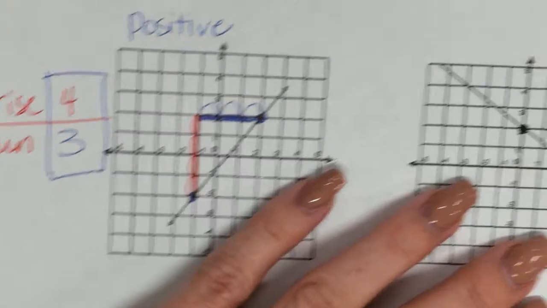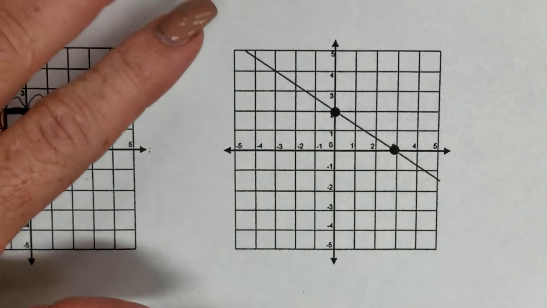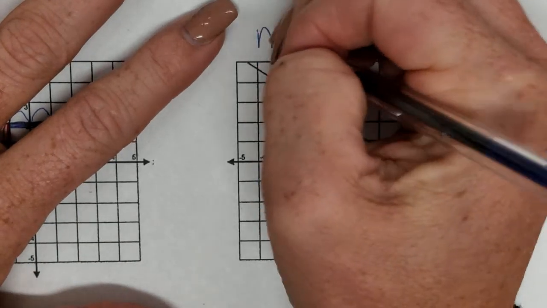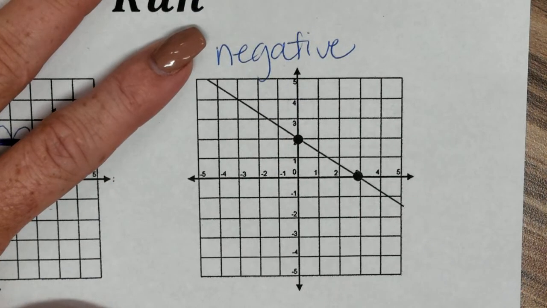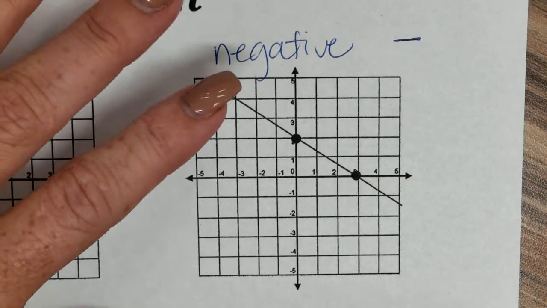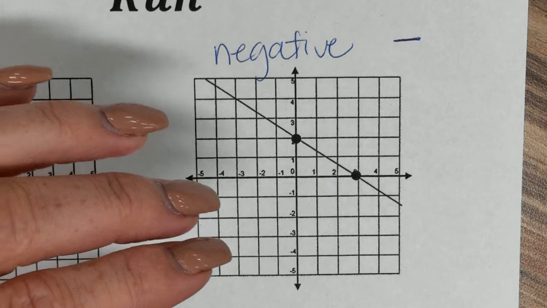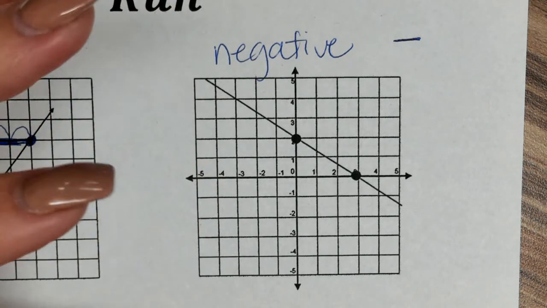All right, the next one. What kind of slope is this? Negative. It's negative. So my answer has to have a what in it? A negative sign. So I have to have a negative sign in my answer. So that's the first thing I'm going to write down. All right. What dot do I start with to do rise over run?